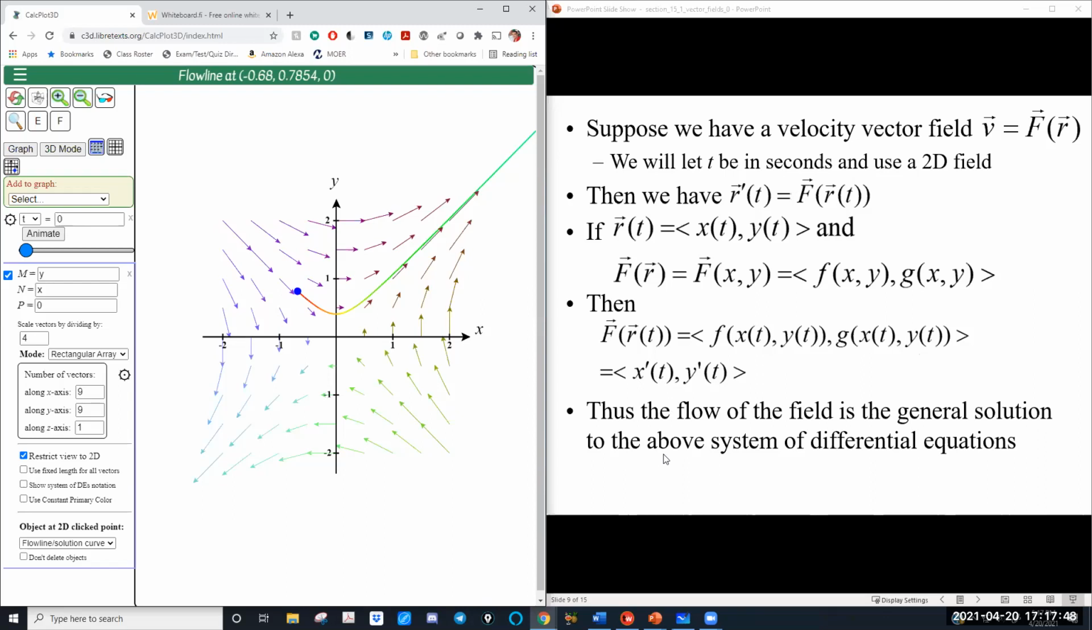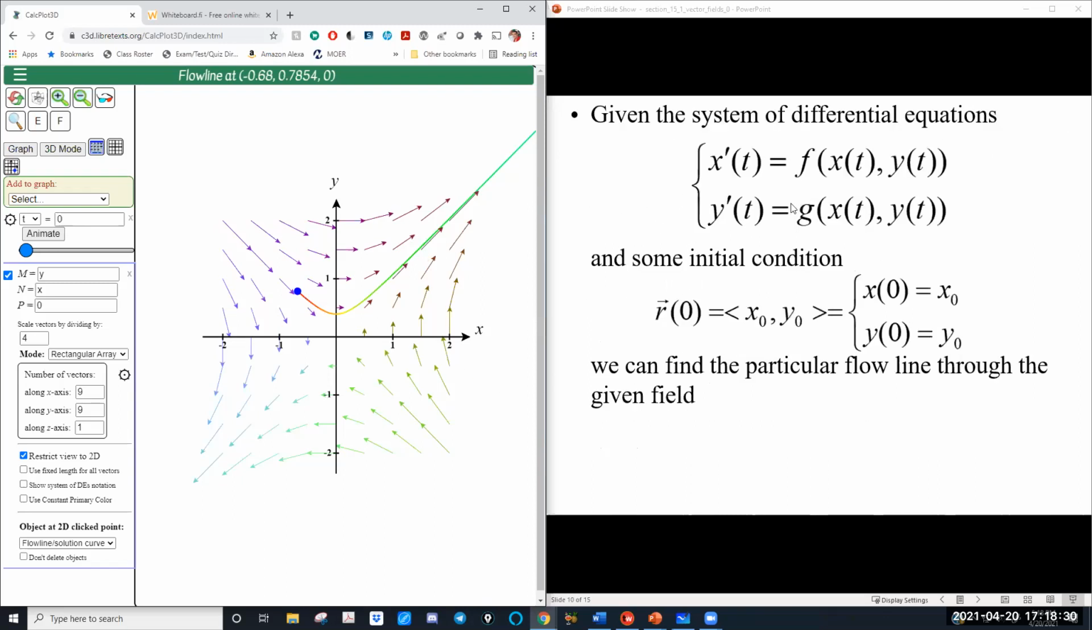So the flow is the general solution to the above system of differential equations. Now, this is not something we're going to be solving in here. Not all of you have done differential equations, and that's totally fine. I just want to make this connection explicit for you: finding the flow of a velocity vector field is solving the system of differential equations, and that's why doing this flow line seems so similar for those of you who have done differential equations, because that's actually what you're doing.